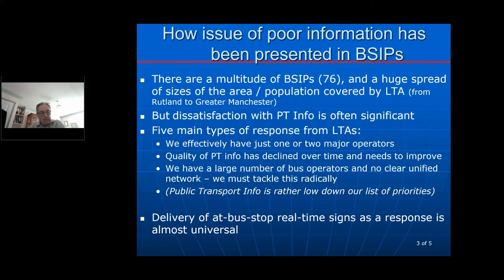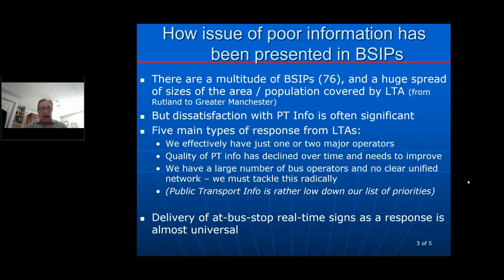But dissatisfaction with public transport information is often significant. It's around 50%, sometimes higher, sometimes lower, but it's still a significant issue across many authorities, and it is an issue across all, I would say. How have authorities responded in their BSIPs? Well, some of them say, effectively, we have just one or two major operators, so we recognize it's potentially a problem, not a big problem. That's some small LTAs, mostly urban, some of those are characterized by that legitimate response in their situation.